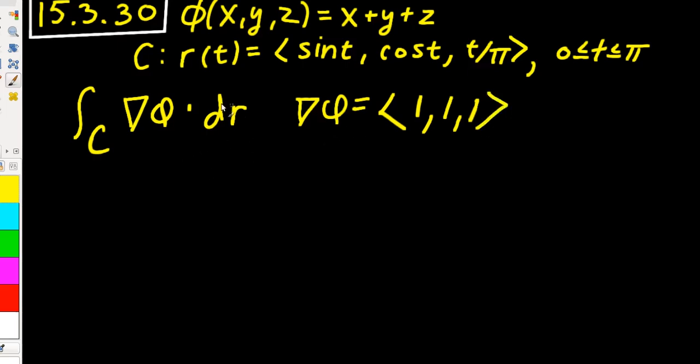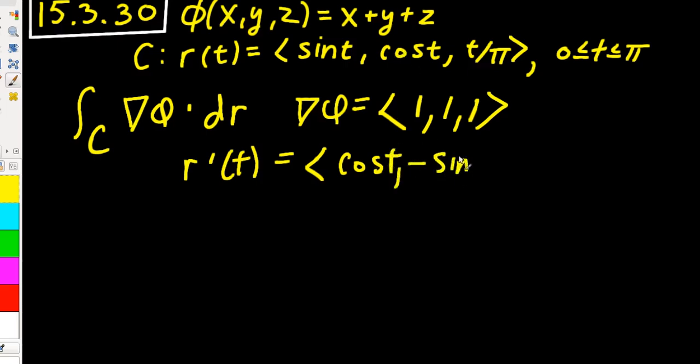And now this dr, remember that that's r prime of t dt. So taking the velocity of our curve, we obtain cosine t, negative sine t, and 1 over pi.